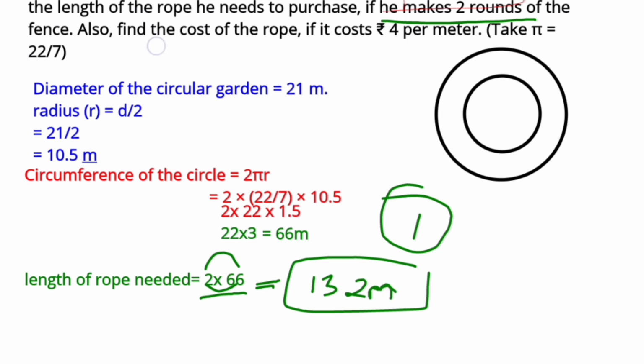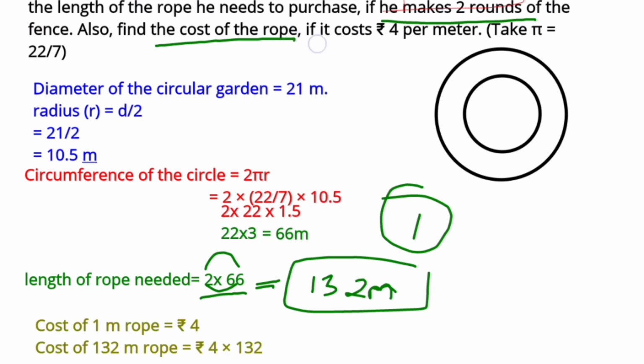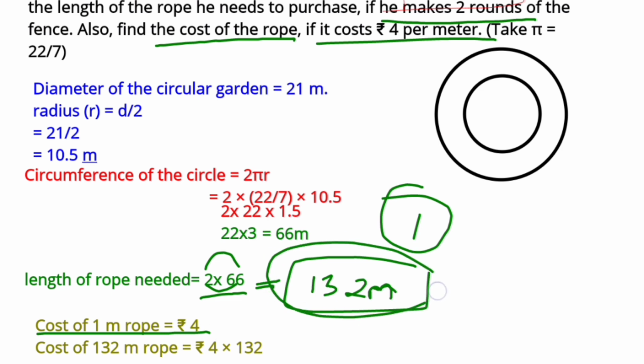Now in our next part they are asking us to find the cost. So we will calculate the cost. I have written the information given. They are saying cost per meter, that is 1 meter rope is 4. So I have written cost of 1 meter rope is equal to rupees 4. Now we need to calculate cost of 132 meters. So we will multiply it.